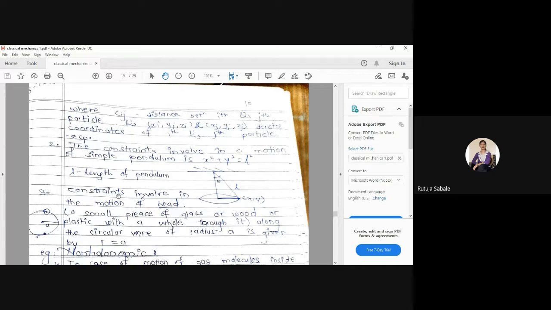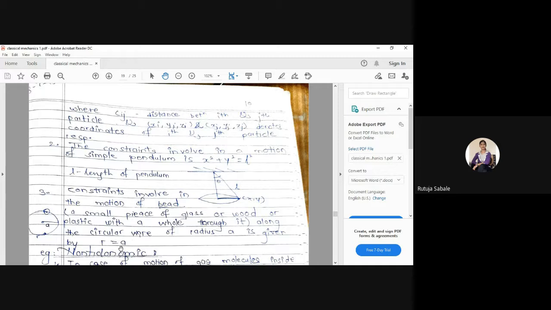The next example is the constraint involved in the motion of a bead. This is a small piece of glass or wood. We make a hole in the piece of wood and pass a circular wire or a thread through it. So whatever motion we have has a restriction. What is the restriction? The radius. Whenever you take a wire, it will have some length; that length is fixed, and that is a geometric restriction.